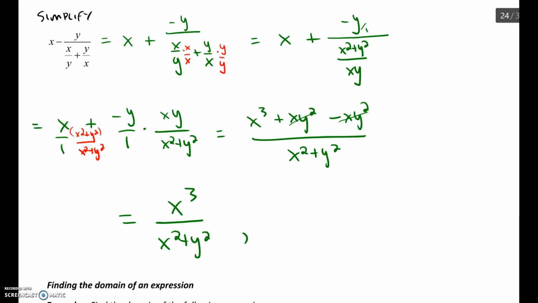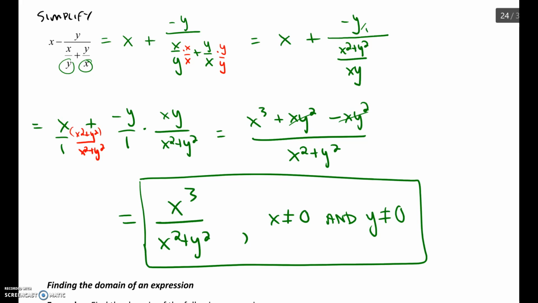Restrictions. In the original, x and y could not be equal to 0. But here, x and y can be 0. Not both, but, so x cannot be 0 and y cannot be 0. Okay?